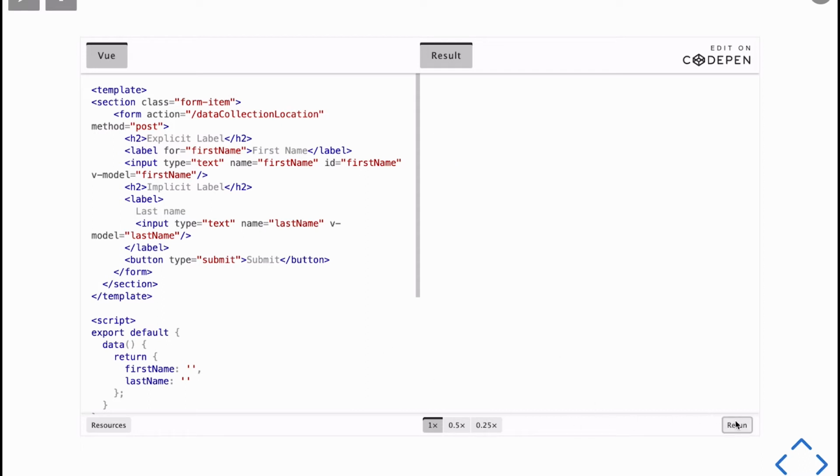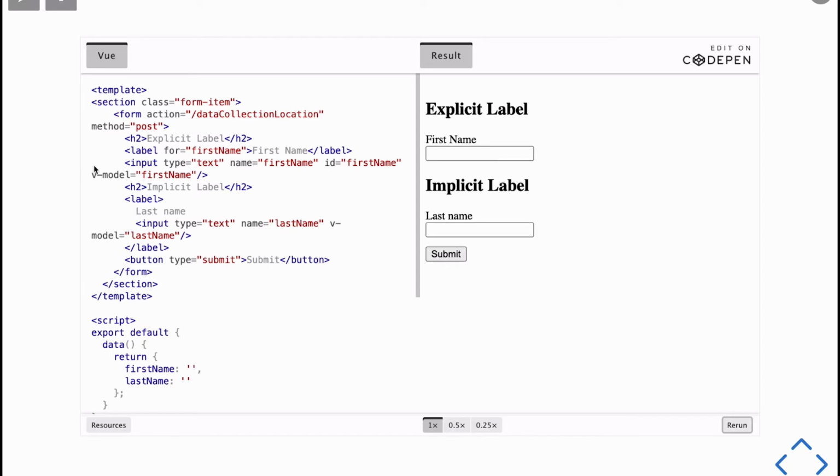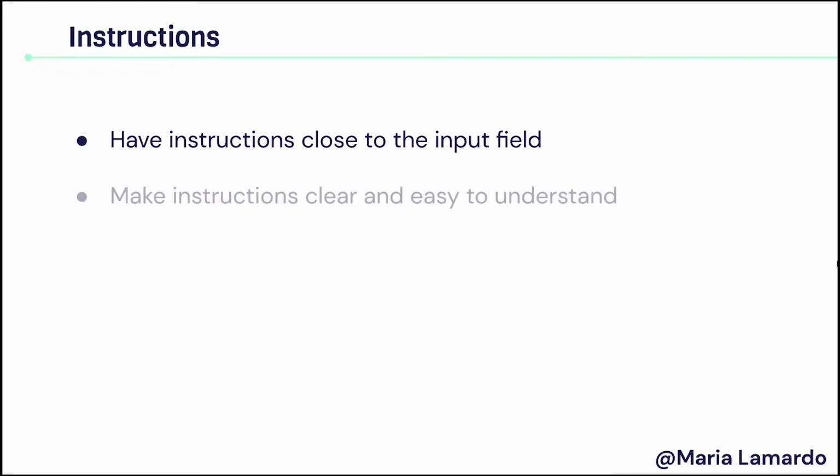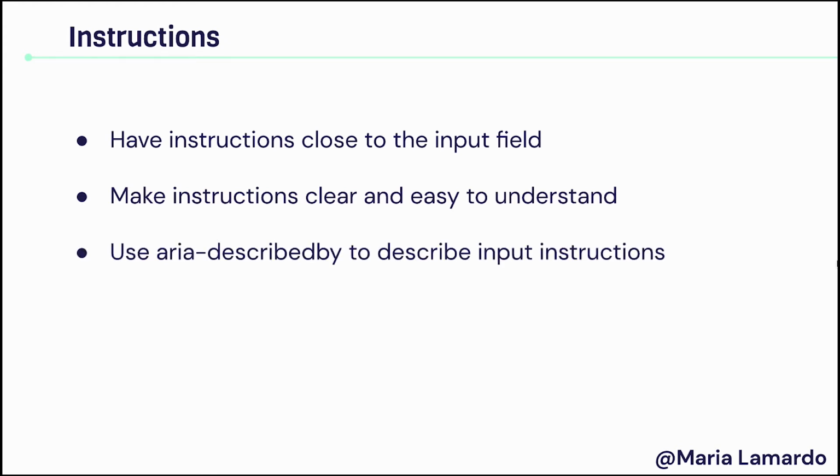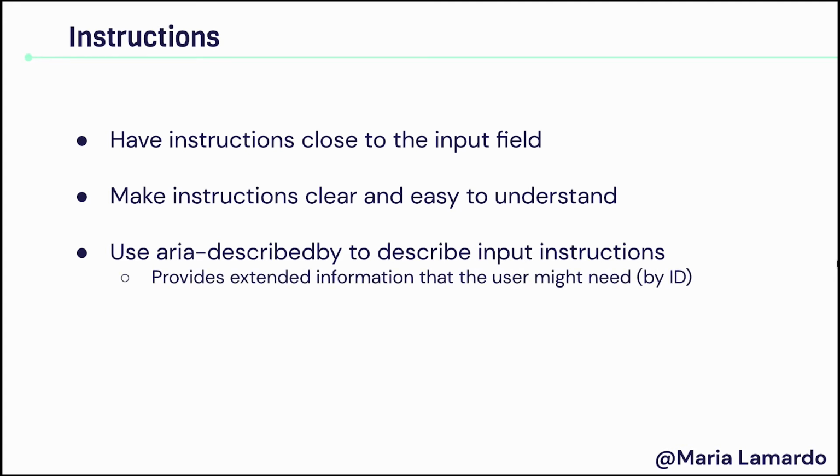Now, explicit labels are better supported than implicit labels, so always try to use explicit labels wherever possible. Another thing we have to consider is how we're providing instructions for our users. There are a couple things we have to follow. We want to make sure that the instructions are close to the input fields. Also, make sure that they're clear and easy to understand, and we can use ARIA described by to describe input instructions. ARIA described by provides extended information of what the user might need, and it works a little bit like ARIA labelled by, since it's paired to another element via ID.